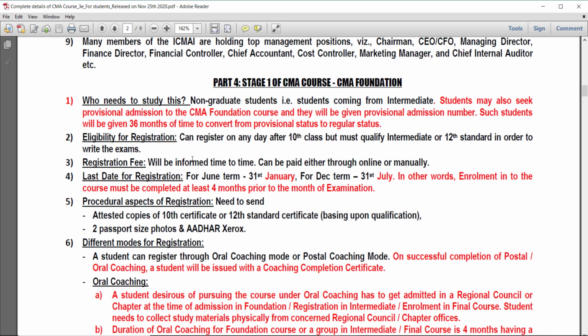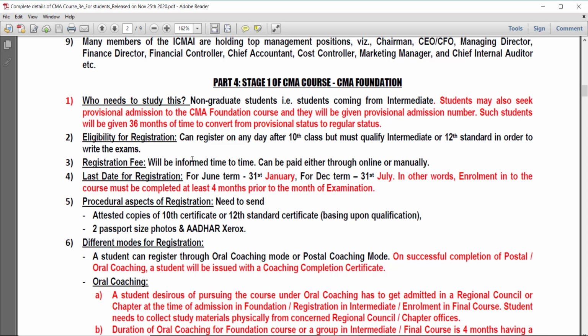So, CMA Foundation or CMA Inter or CMA Final, whatever the level of CMA course, exams will be conducted in the months of June and December. So, exams will be conducted for each level twice a year, June and December. So, the last date for registration should be completed 4 months prior to the month of exam.